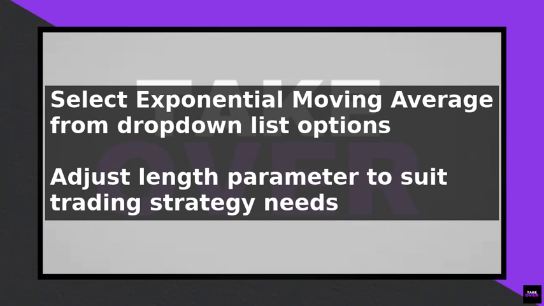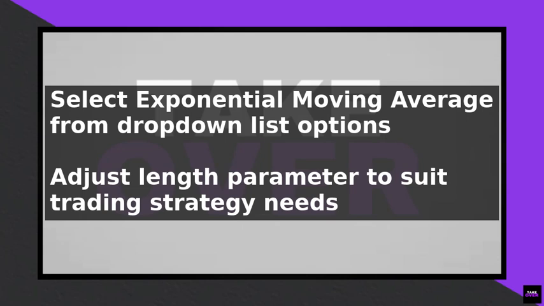The next parameter is the source, which determines the price data used to calculate the EMA. You can choose from close, open, high, low, or other options. The most common choice is close, which uses the closing price of each period. You can also choose to apply the EMA to a specific price, such as the open or high.